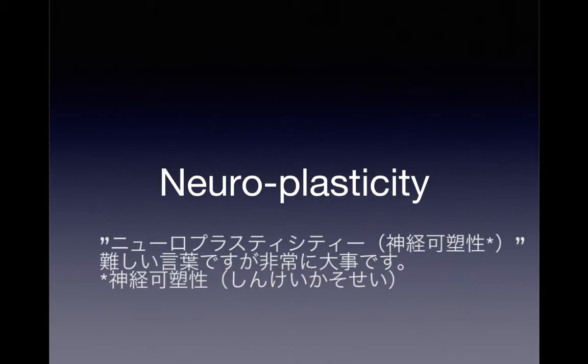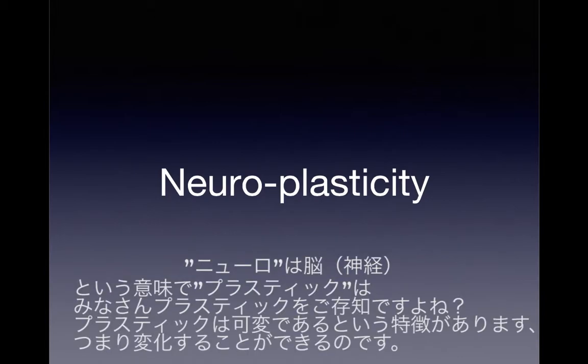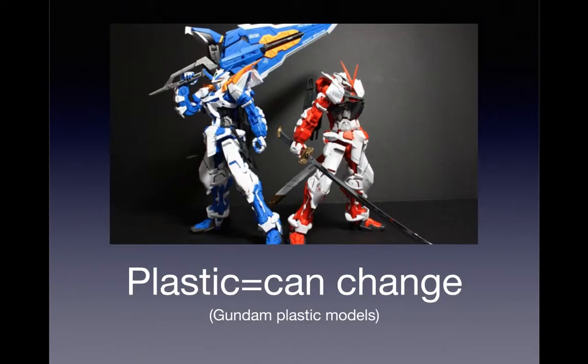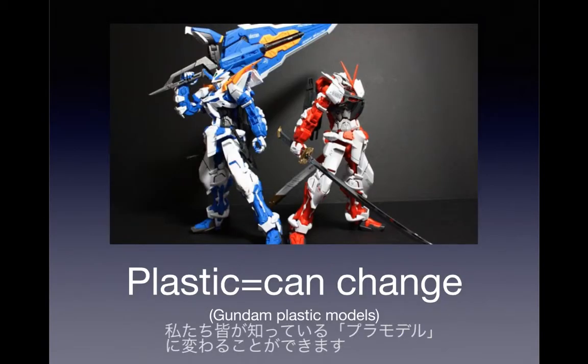Okay. Now the next part we're going to hit on is a little bit difficult to understand, but this word is neuroplasticity. Neuroplasticity. Now, neuro is referring to your brain. It means brain. And plastic, well, you know plastic, right? It can change. So we've got here the Gundam plastic model. The plastic means that you can change this around. It can constantly be molded.